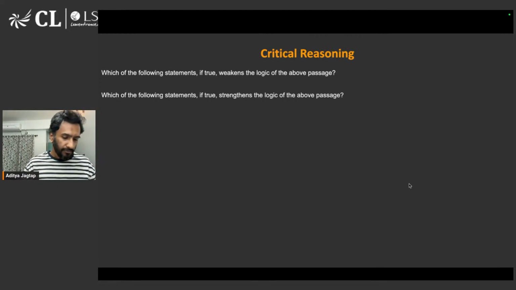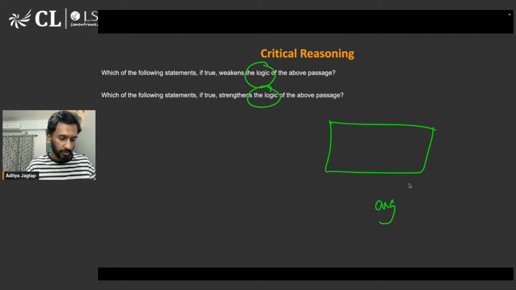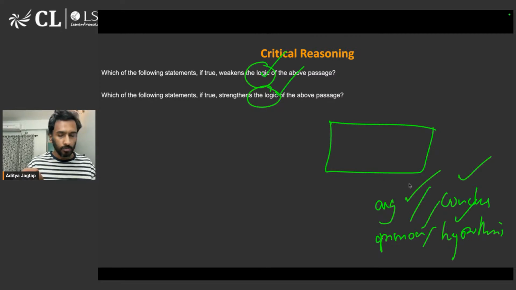First, this question is asking us about the logic of the above passage. This could be the argument made by the author. This could be the author's opinion. This could be the author's conclusion, the author's hypothesis, whatever has been stated here. Someone has asked a doubt, and everyone can read that doubt. It's a very relevant doubt: how to solve strengthening, weakening questions. Chaitanya has asked the doubt.